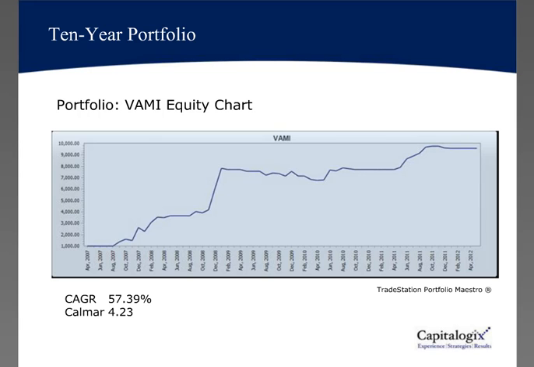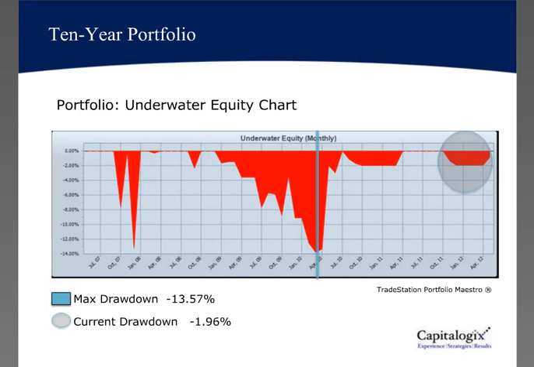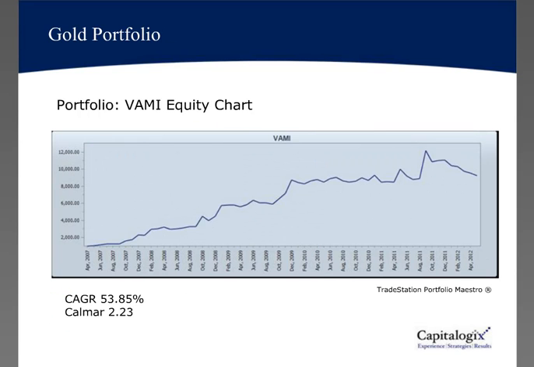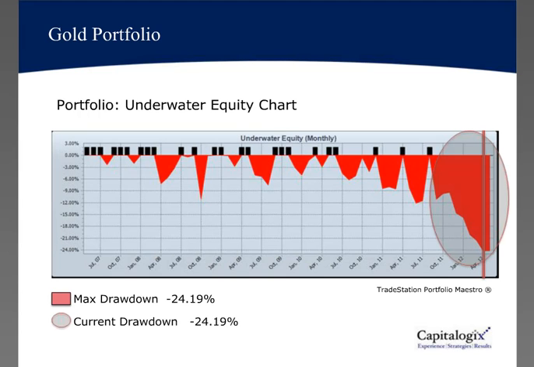10-year notes, similar type nature. Here is the underwater. Again, the drawdown is not substantial, 13.5%, and the current drawdown is, we'll call it 2%. Final market is gold. Here is the underwater. It was steady all the way through until the early part of 2012, and what we have is a pretty substantial drawdown. The current and the maximum are both at the same time. They're each, we'll just call it 24%.